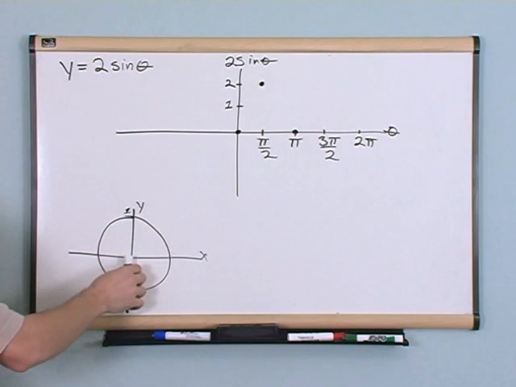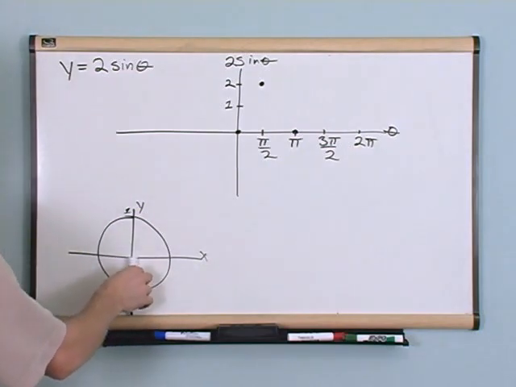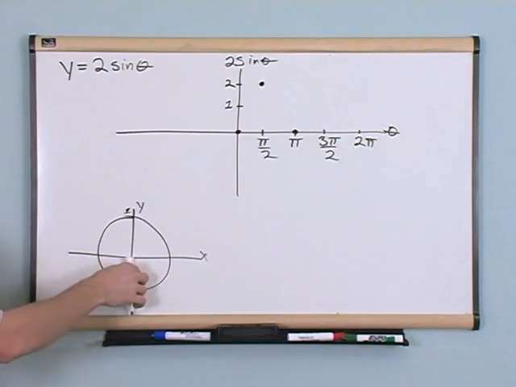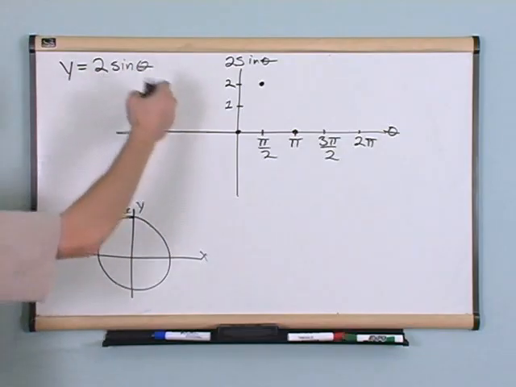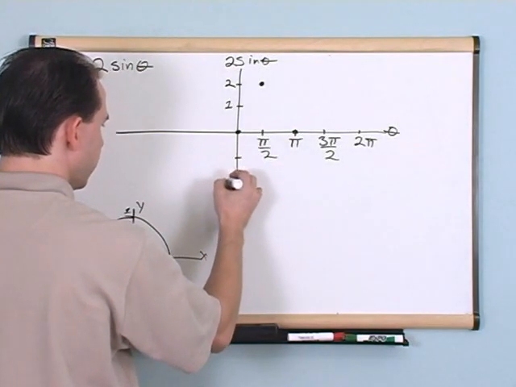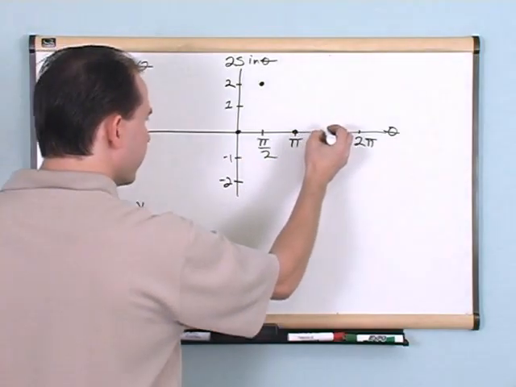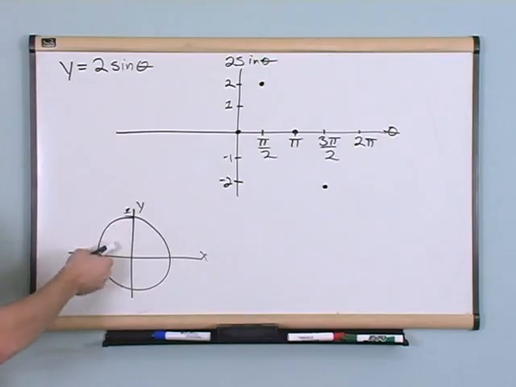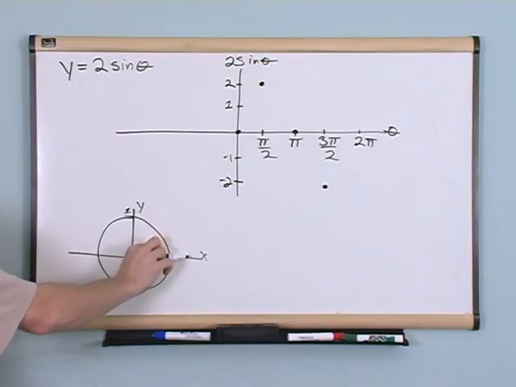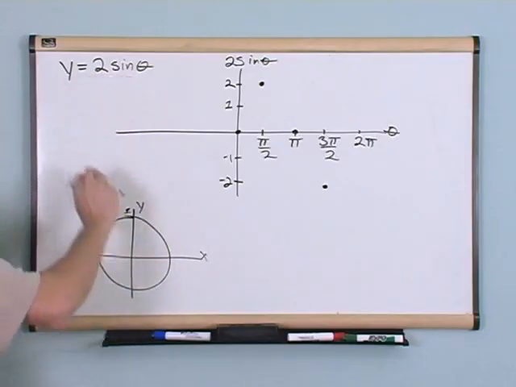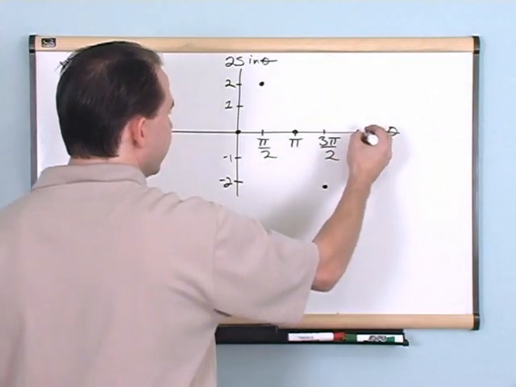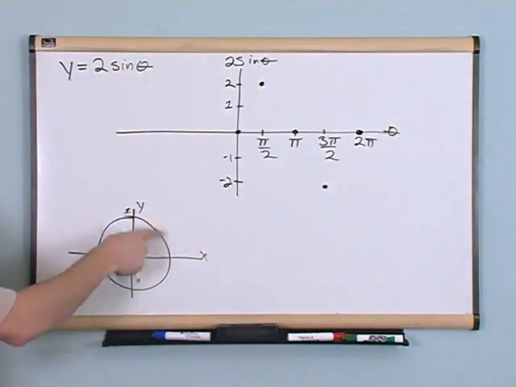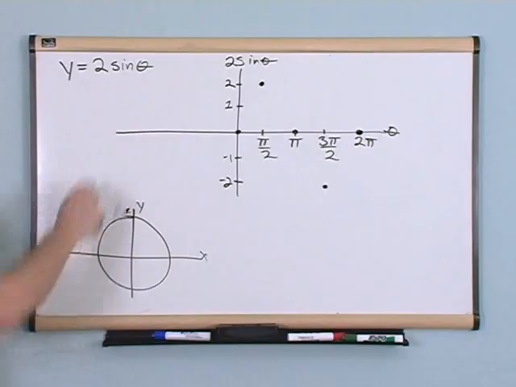As I get to 3 pi over 2, sine of 3 pi over 2 is negative 1 because I'm along this axis down here, just like we found it before. 2 times negative 1 gives me a negative 2. So this point, 3 pi over 2, is at negative 2. And again, when I get back to 0, sine of 0 is 0. And 2 times 0 gives me 0. So all I did is I went around the circle, I figured out what the sine of the angle was, and I multiplied by 2, and I got this.